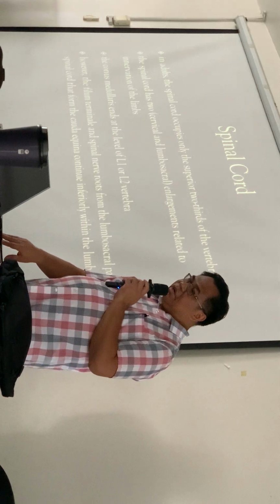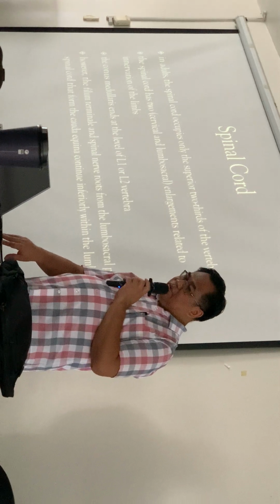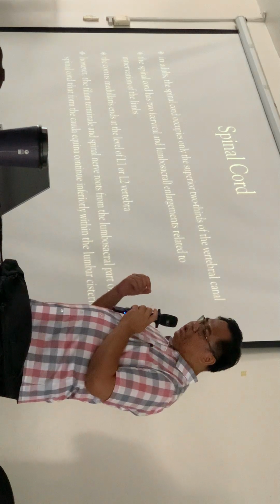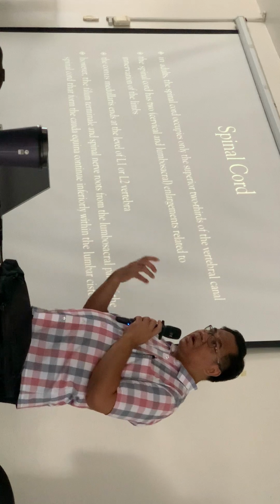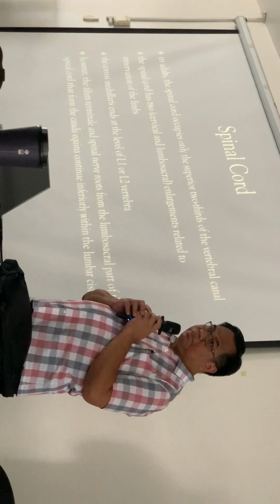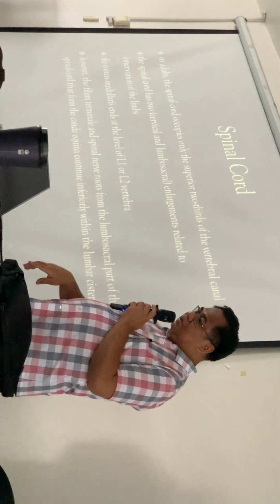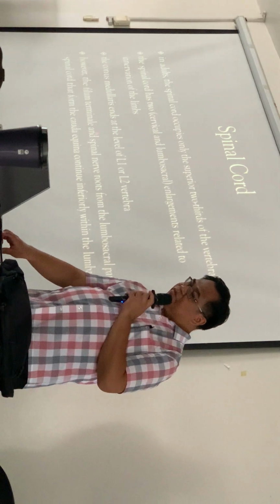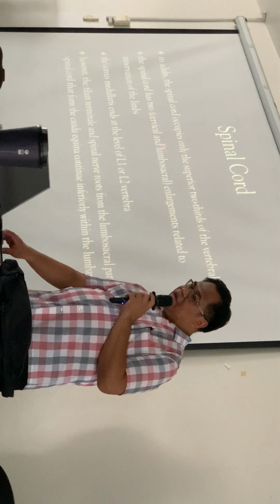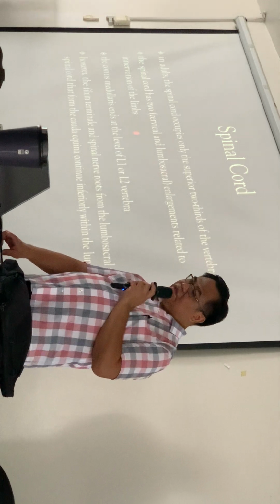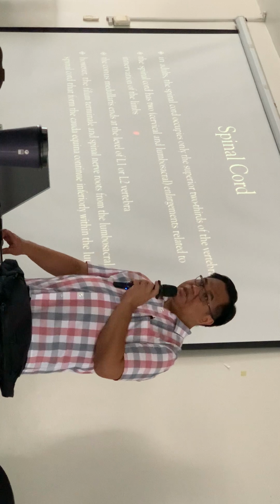The spinal cord has two enlargements related to innervation of the limbs. So we have a lot of nerves going to the upper extremity and to the lower extremity, and the cell bodies of those nerves are in the cervical and in the lumbosacral segments. So we have cervical and lumbosacral enlargements.